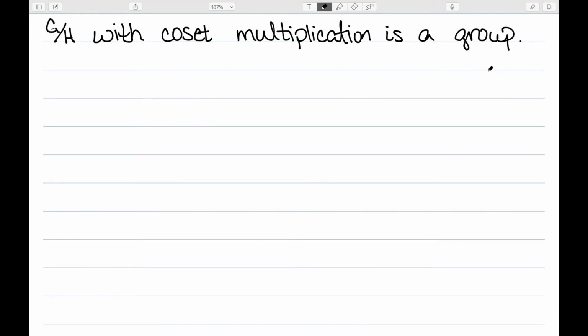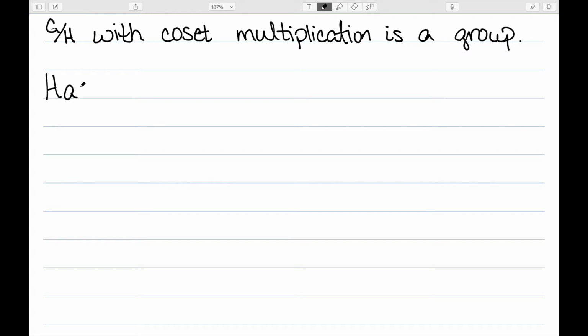So I'm claiming that this G over H, which is usually read as G mod H, with coset multiplication, which I defined in a previous video, is in fact a group. In order to show it's a group, I need to show three things. First, I need to show associativity.